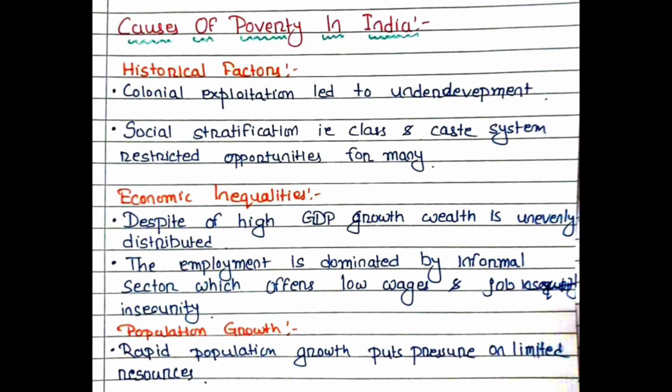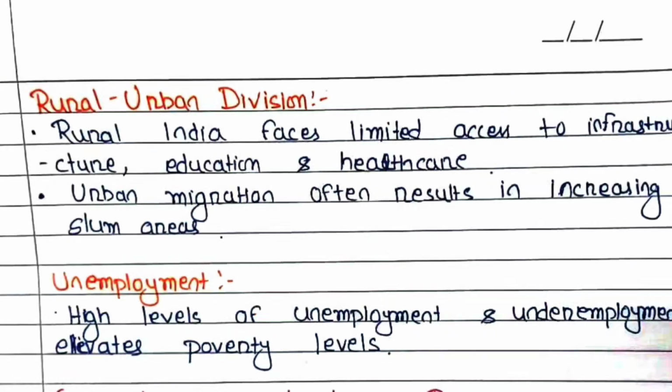Then the economic inequality. Despite the high GDP growth, wealth is unevenly distributed in our country. We have a very high GDP growth, but the wealth in our country is not equally distributed among the citizens. Also, employment is dominated by the informal sector, which offers low wages and low job security in our country. Then the population growth, which is the main problem of our country. Rapid population growth puts pressure on the limited resources of the country.